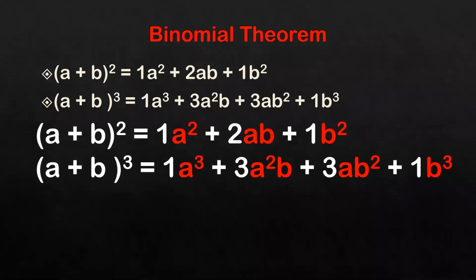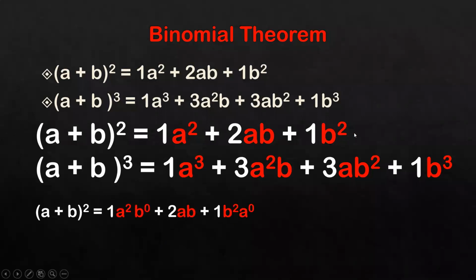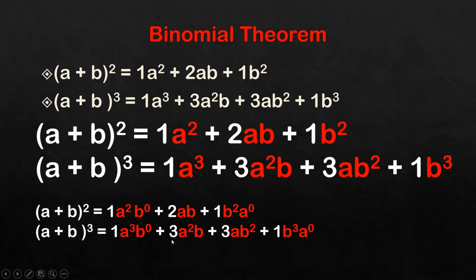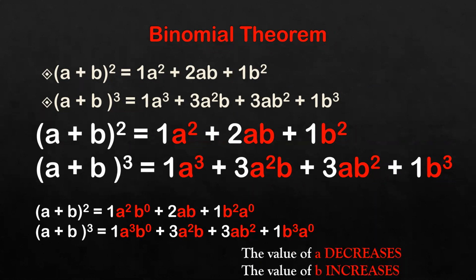Now, did it click anything in your mind? Correct. What are your observations? As I explained here, there is b raised to 0, b raised to 1, and b raised to 2. Similarly, a cube, a square, a raised to 1, a raised to 0. b raised to 0, b, b square, b cube. So what can we say? The value of a is continuously decreasing and the value of b is continuously increasing.